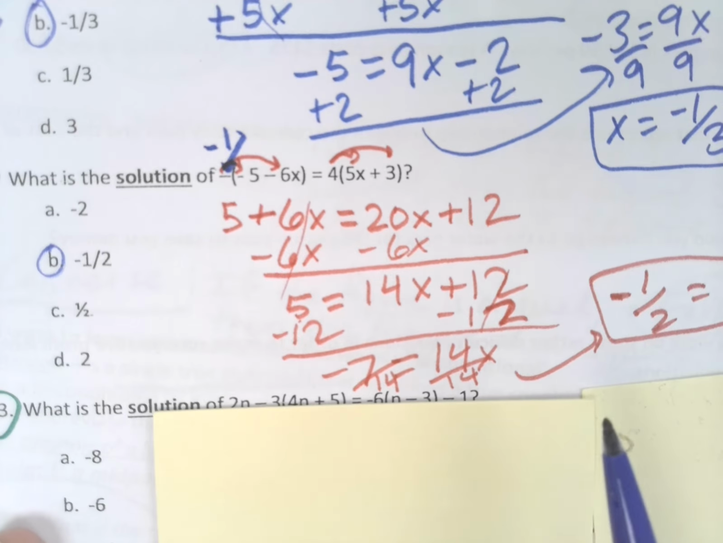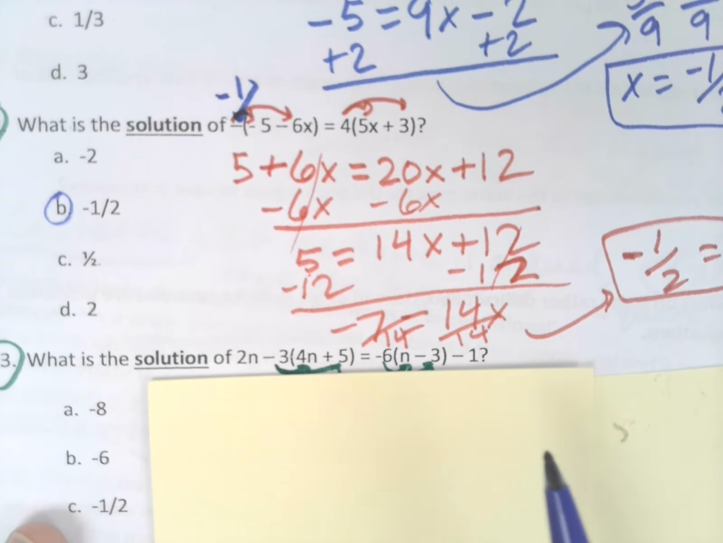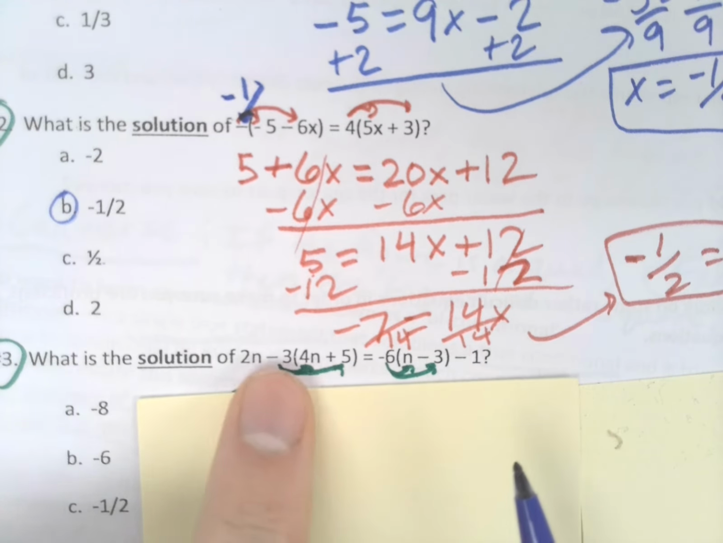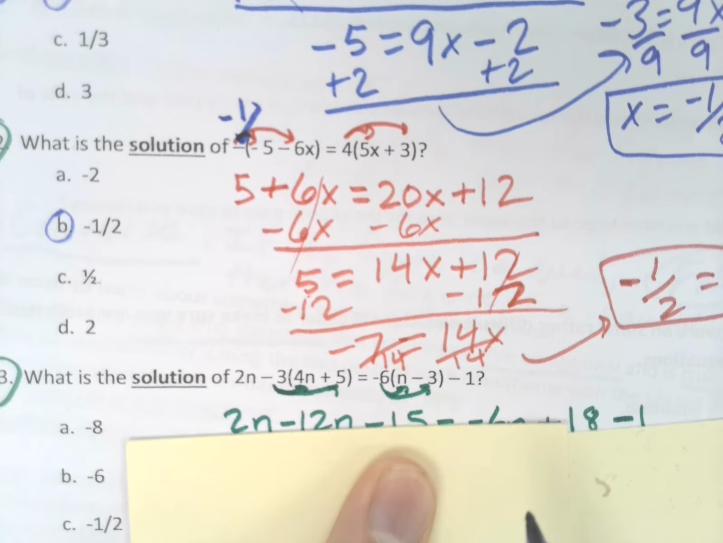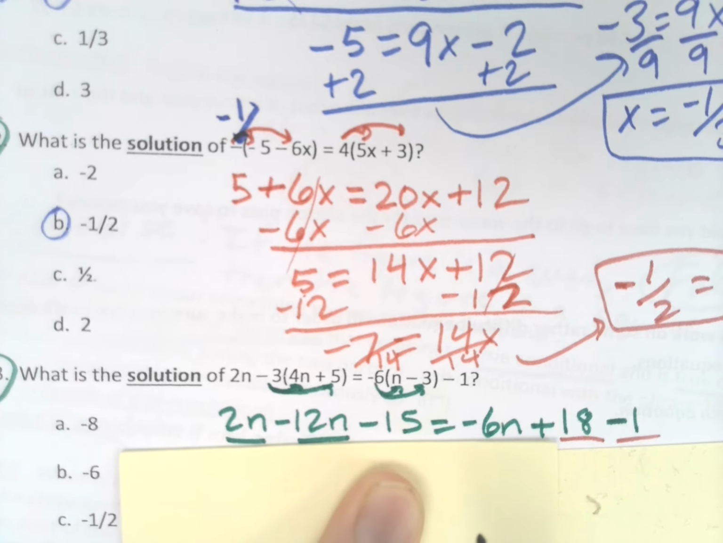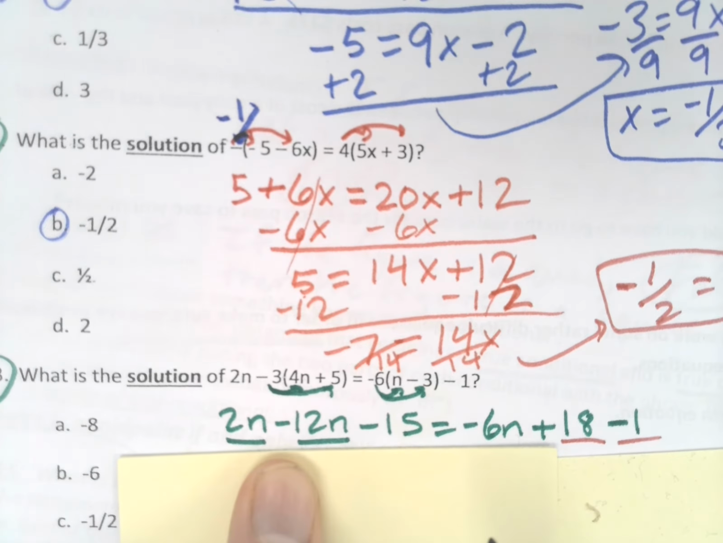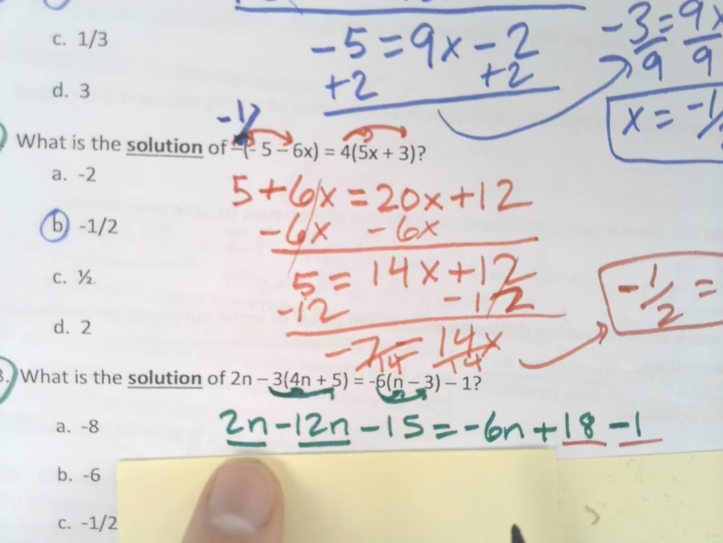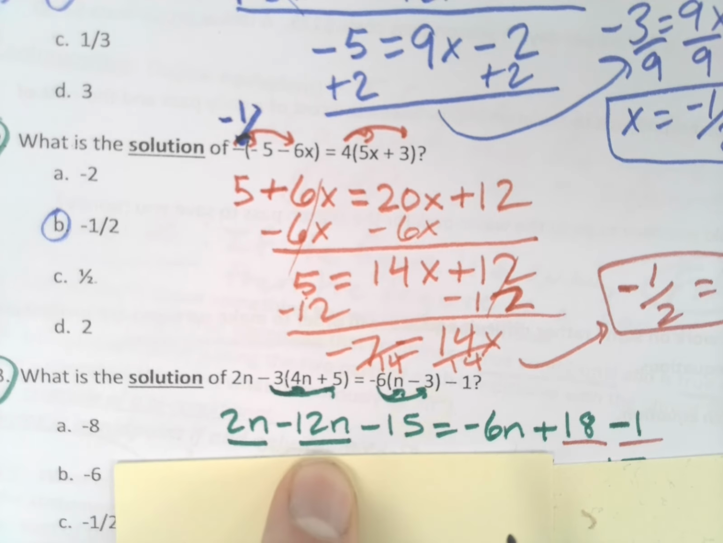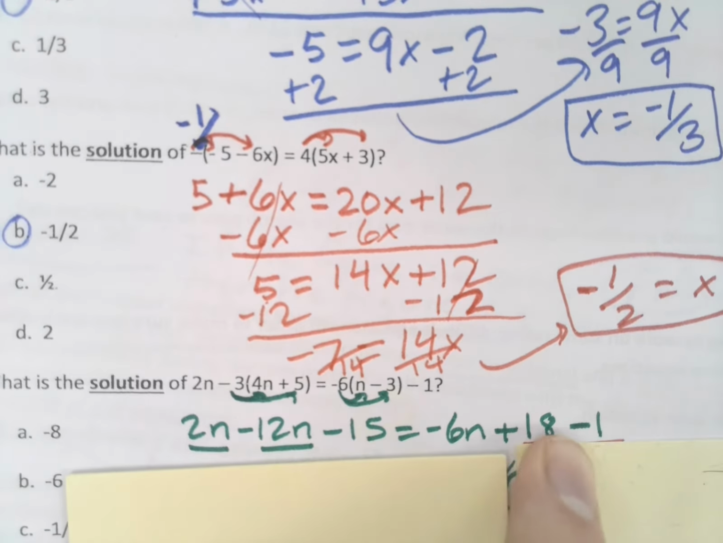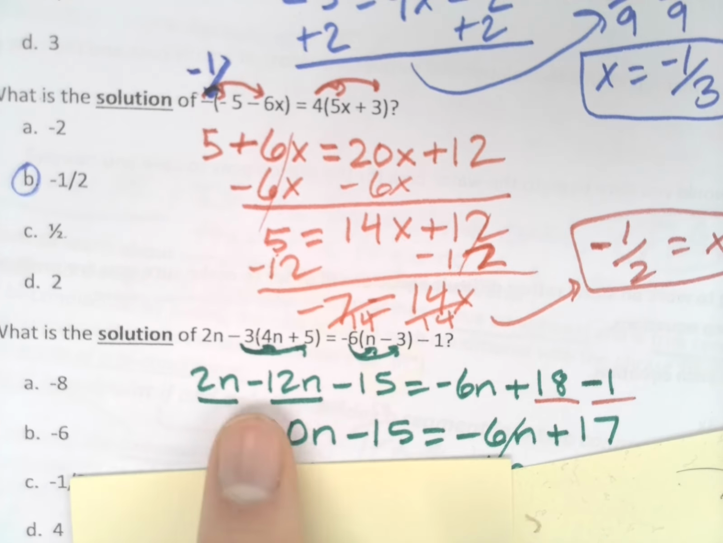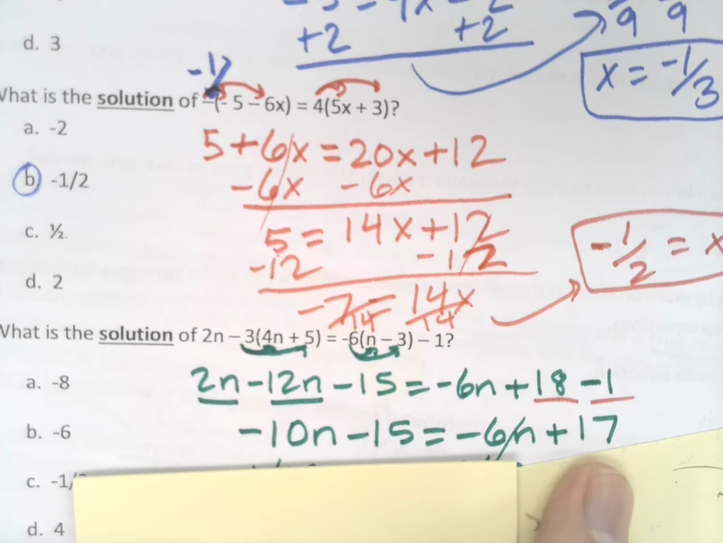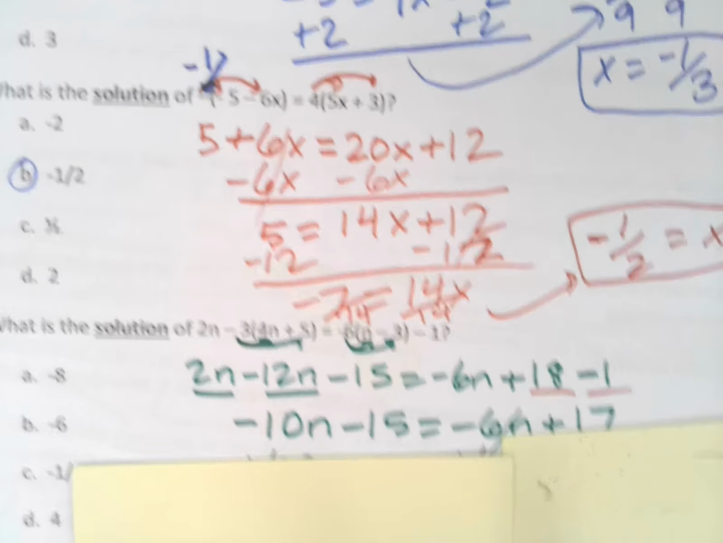Back-to-back B's. Last one, number 3. We're going to distribute negative 3 and distribute negative 6. And that's what we get when we distribute there. Step 2, combine your variables in like terms here. 2n and negative 12n. Also, we have 18 minus 1. So that combines to give you that. Those 2 combine to give you that. Now, let's get our variables all on one side.